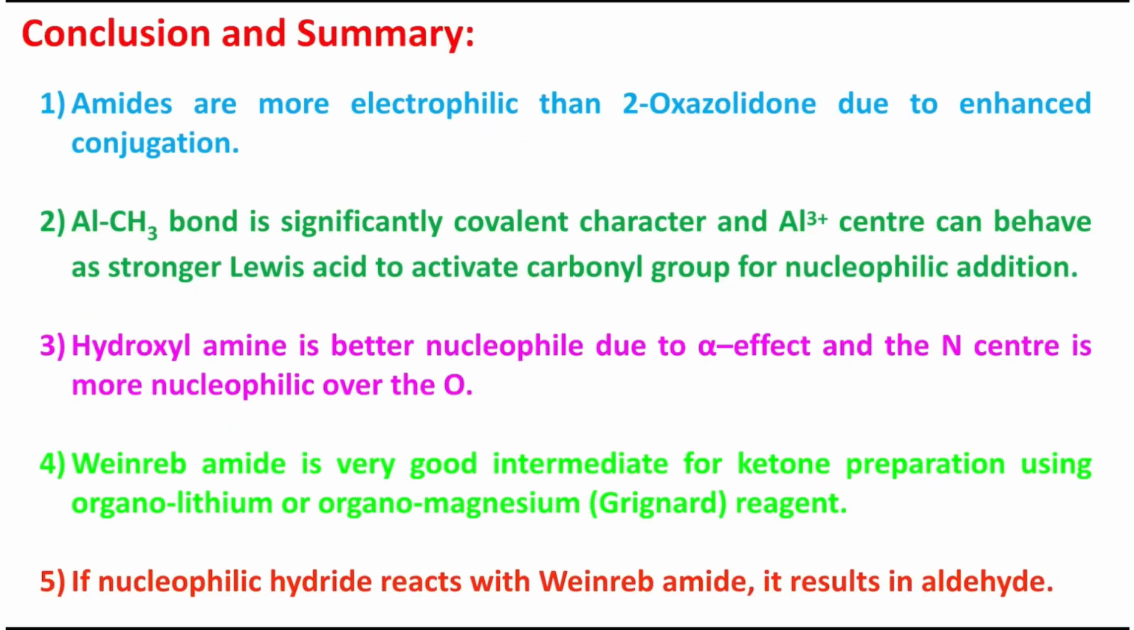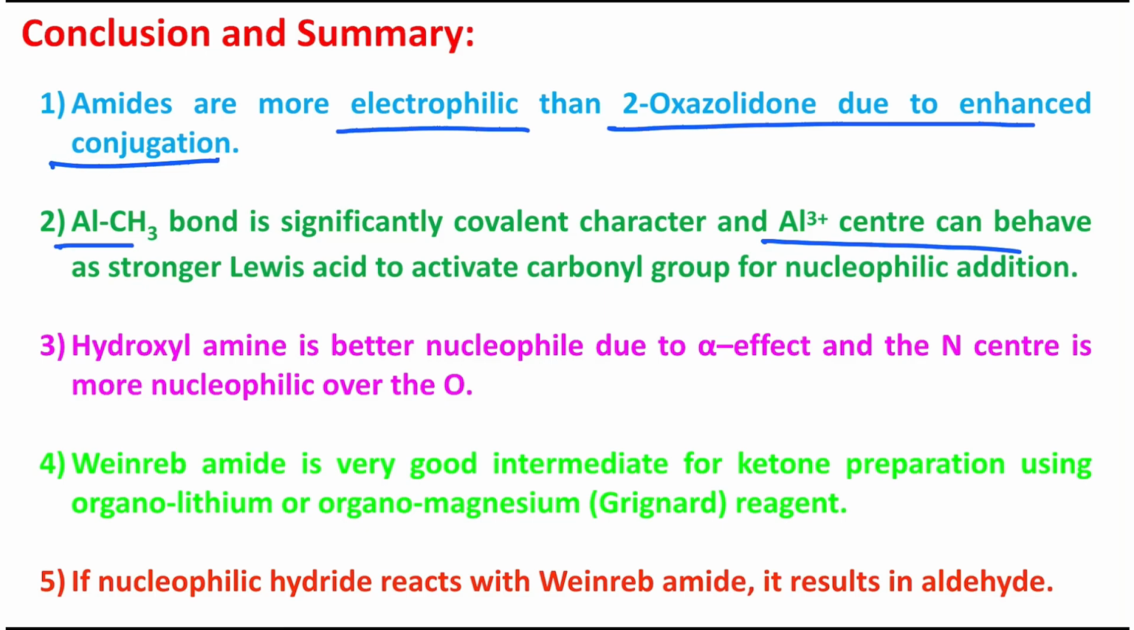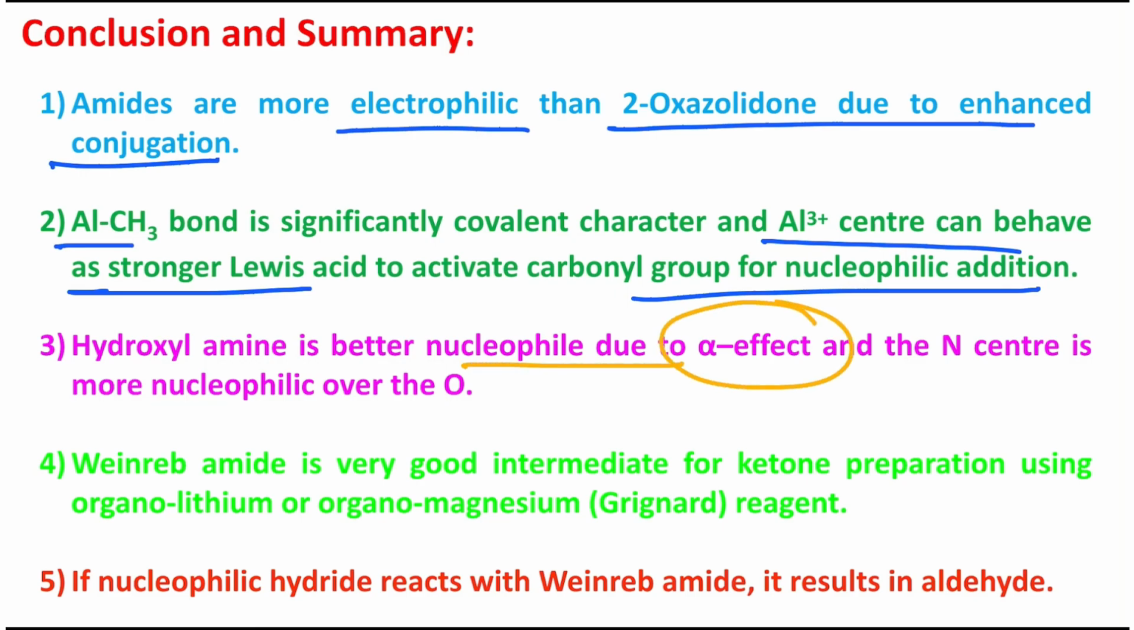Now in conclusion, what you have learned is that amides are more electrophilic than 2-oxazolidones due to enhanced conjugation, and in this case the aluminium-CH3 bond is significantly covalent, and this aluminium center can behave as a stronger Lewis acid, and they activate the carbonyl group for nucleophilic addition, because it's a sextet, so it needs 2 additional electrons to fill its octet. And next, hydroxylamine is actually a better nucleophile due to its alpha effect, from lone pair repulsion on the adjacent atom. And by the way, the nitrogen center is more nucleophilic than oxygen because nitrogen's electronegativity is relatively less, so it can handle the positive charge better.